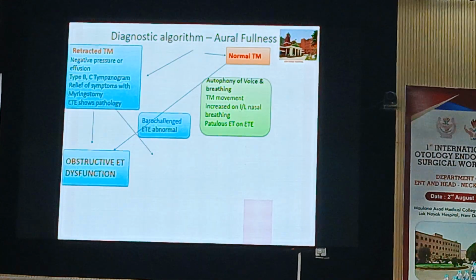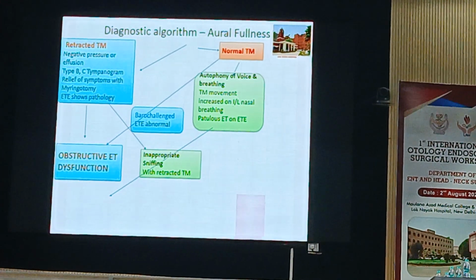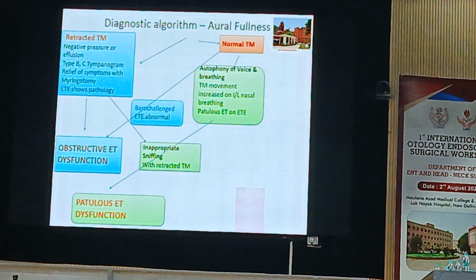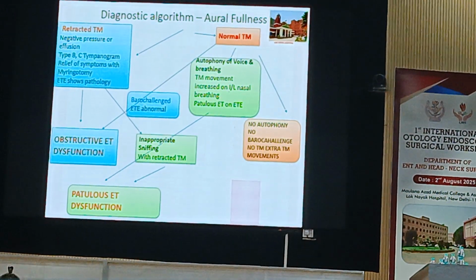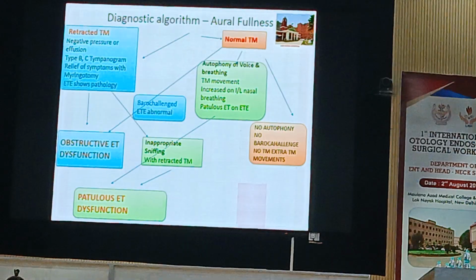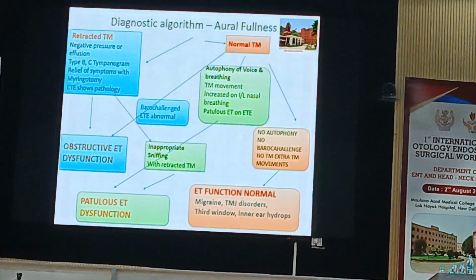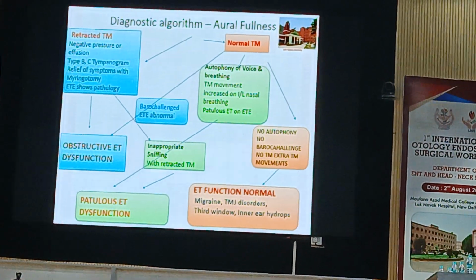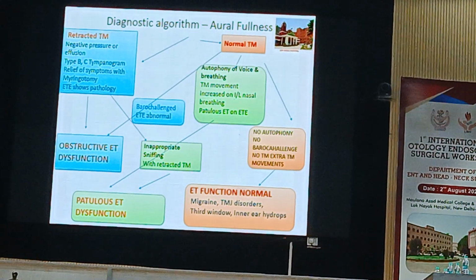Patient with autophony, inappropriate sniffing, patulous eustachian tube. This is a patient with a normal tympanic membrane, no autophony, no barotrauma challenge, normal tympanic membrane, with ear fullness. The problem is somewhere else. The problem is with migraine, temporomandibular joint disorders, submental disorders, inner ear hearing loss.